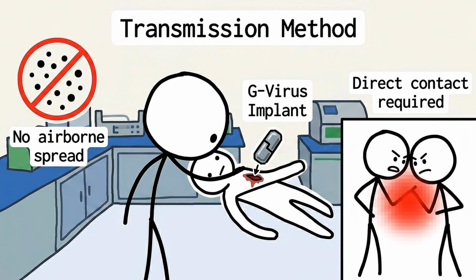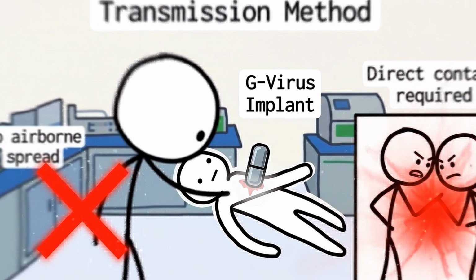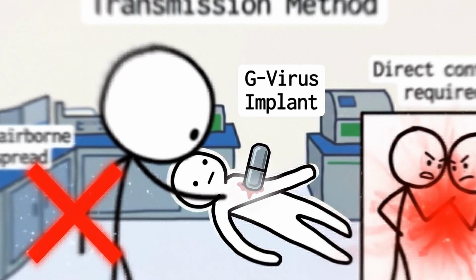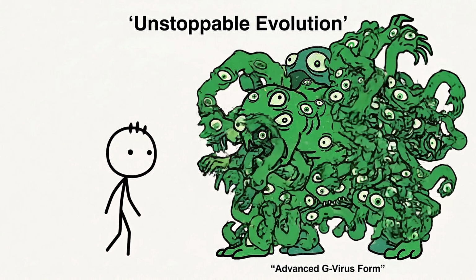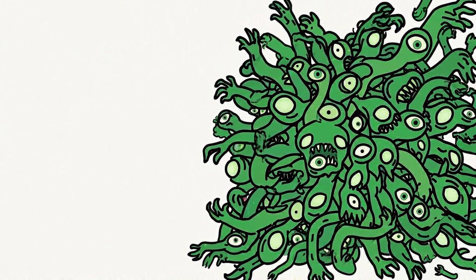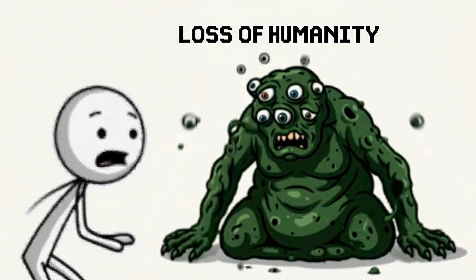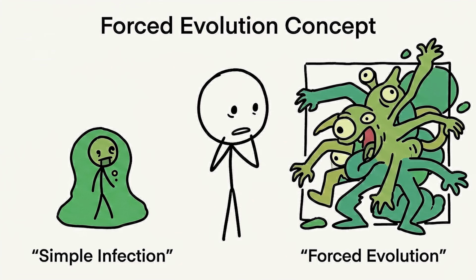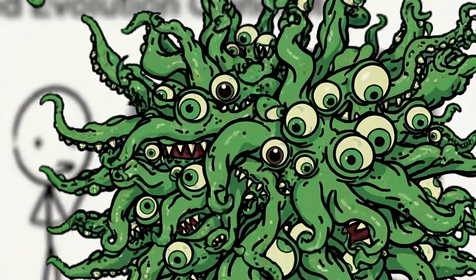It spreads through implantation rather than airborne infection, making it more controlled but far more dangerous in direct contact. Its importance lies in its focus on forced evolution, pushing the idea of bioweapons beyond simple infection into something uncontrollable and constantly changing. The host often becomes less human with each stage, losing stability as the mutation progresses. This constant evolution makes it nearly impossible to stop once it reaches an advanced form.